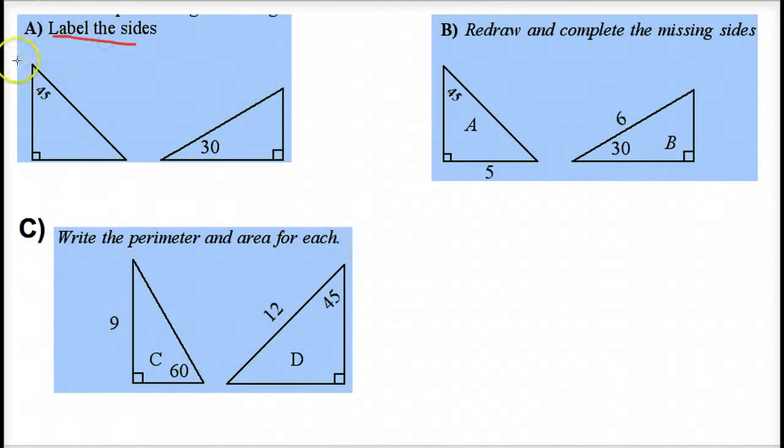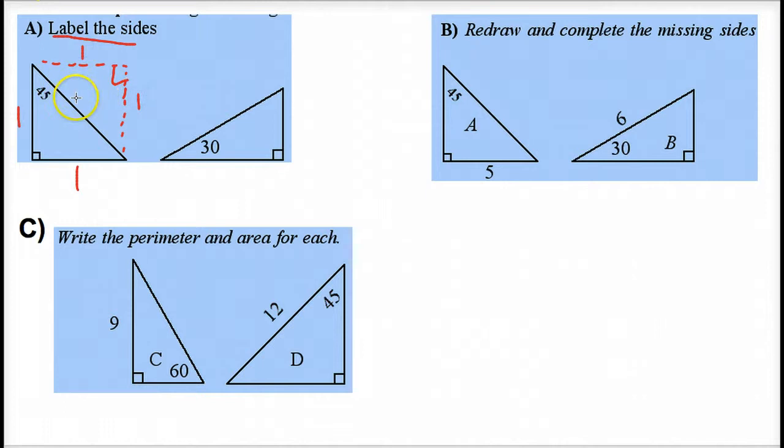First, it says label the sides. Well, what does that mean? We need to figure out which sides have what kind of values. We're just going to do simple values. This is half of a square here, where it's got 4 right angle corners, and 2 of those are split in half. So let's make each side of the square 1.